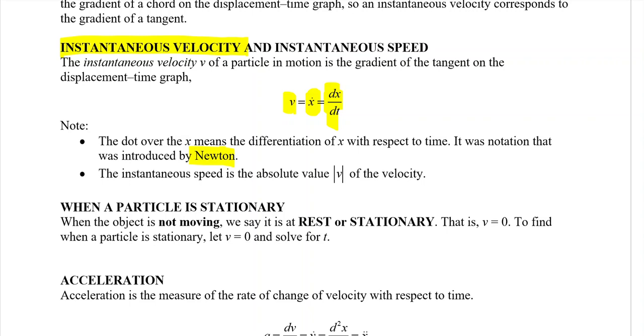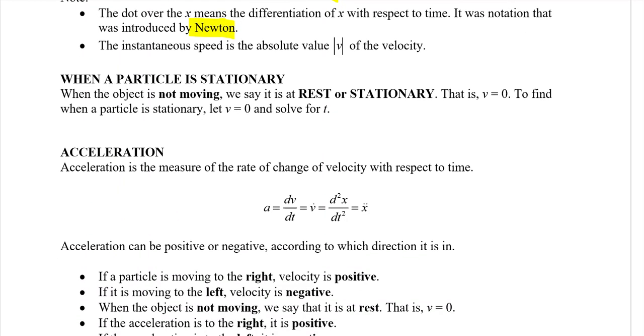The instantaneous speed, so that was for velocity. If you find a velocity, it's going to have a positive or a negative on it because it has a direction. If you are wanting to find the instantaneous speed, all you have to do is make sure you take the absolute value of that, which will get rid of any negative sign for the speed. When a particle is stationary, it means it is not moving. We say it is at rest, and this is when the velocity is equal to 0. When a particle is stationary, we let v equal 0, and then we can solve it to find out what the time is at that point.